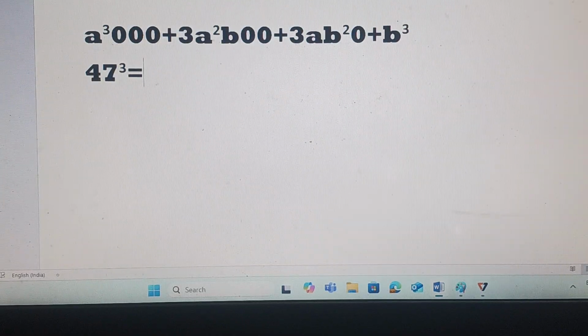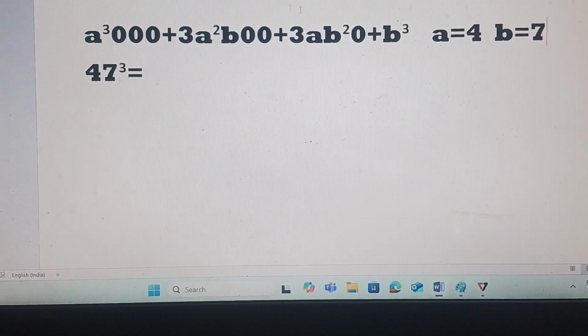Now let's take a look at our first example. Our first example is 47 cubed. And here a is equal to 4 and b is equal to 7. Let's write that down here. A is equal to 4 and b is equal to 7.